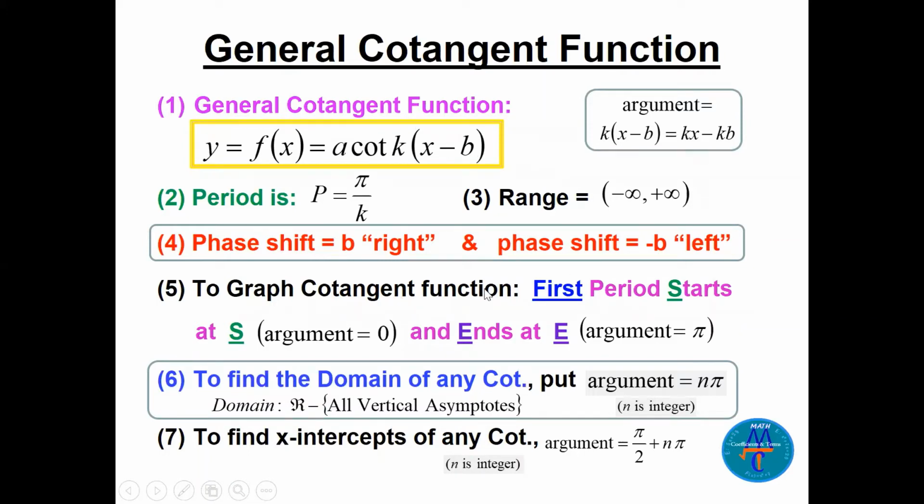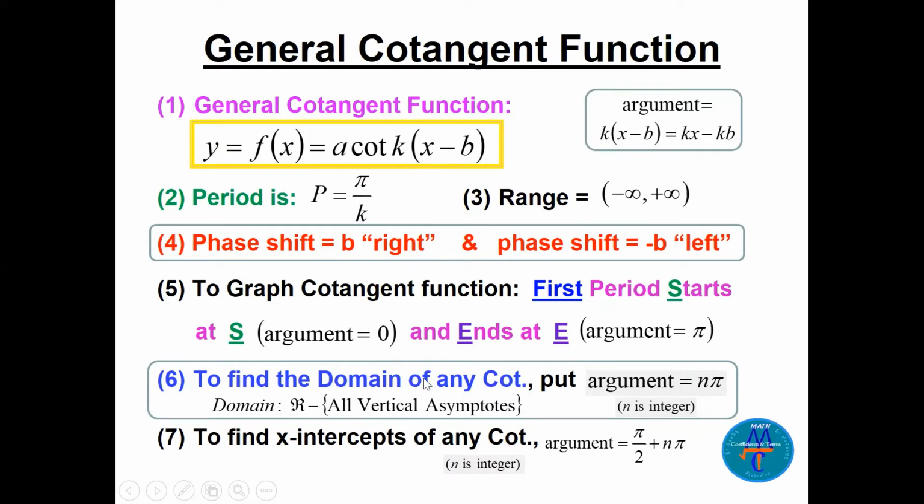To graph the cotangent function, remember, it's different from tangent. Take the argument equals 0 to find s, and then take the argument equals pi to find e, where the first period ends. Now, just to remind you, in the tangent we take the argument minus pi over 2, and here we take the argument pi over 2. In the cotangent, we take from 0 to pi.